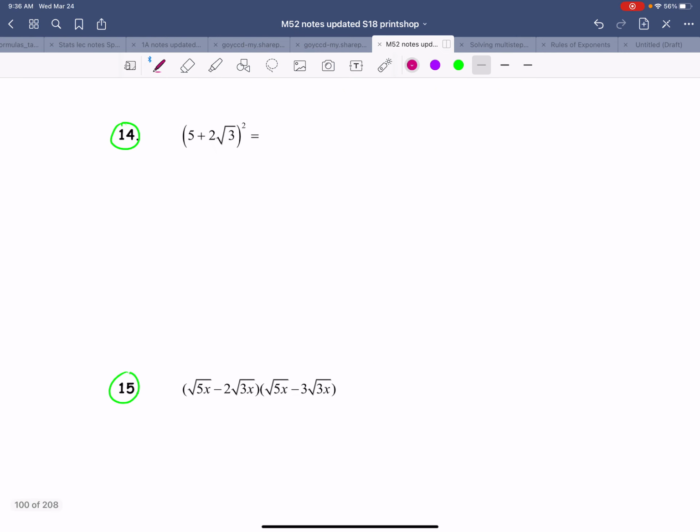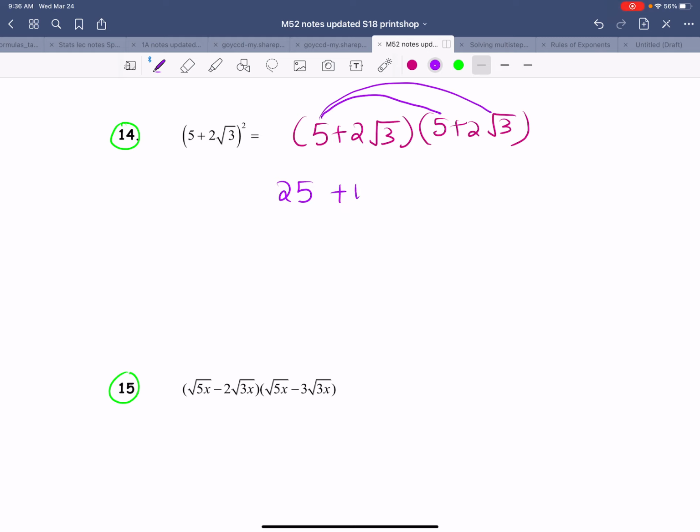Number 14. 5 plus 2 root 3 squared. Now, square means I have 2 of these, right? Square means I am multiplying something by itself. So I'm going to write it as 5 plus 2 root 3 times 5 plus 2 root 3. And it is time to do foiling now. First times first is 25. Outer times outer is plus 10 root 3. Inner times inner is plus 10 root 3. Last times last is plus 4 root 9.